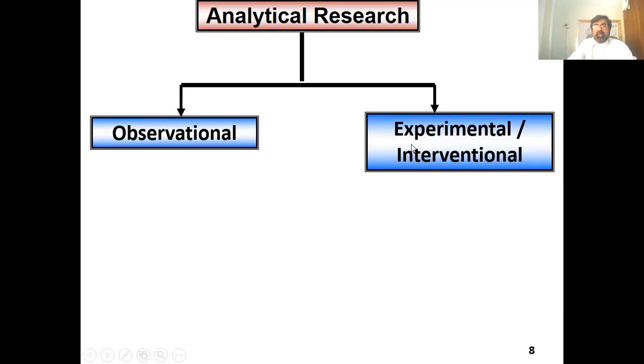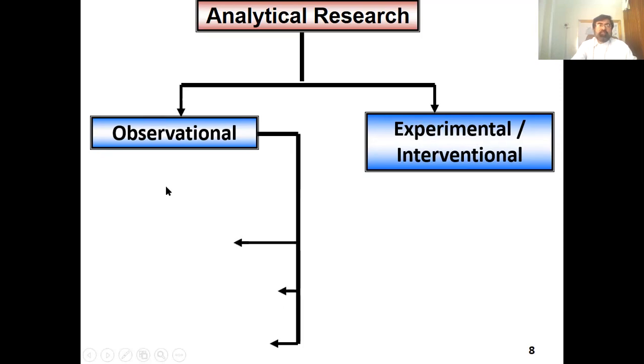On the other hand, in experimental studies, you have to do a kind of intervention and you have to wait for the change in the dependent variable. So the intervention that you do, you will see the effect as well. So that is an experimental study.